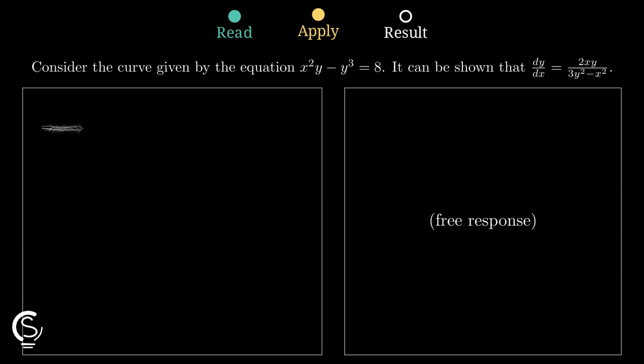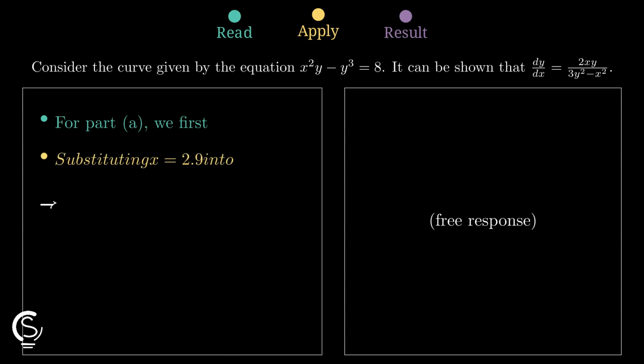The expression for dy/dx gives d squared y over dx squared equals (2y plus 2x dy/dx) times (3y squared minus x) squared minus x squared squared. For part C, evaluating the derivative at (0, -2) gives dy/dx equals 0 over 12 equals 0, confirming a critical point.